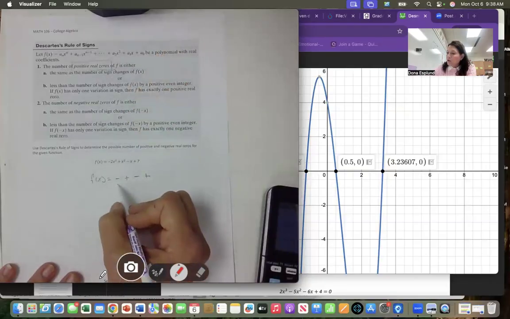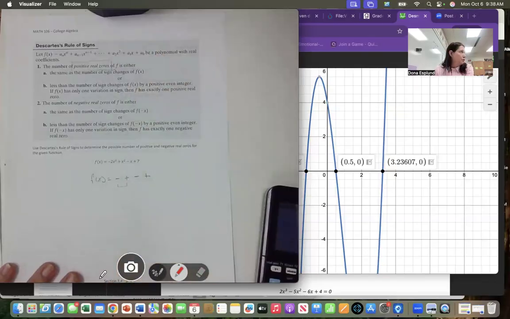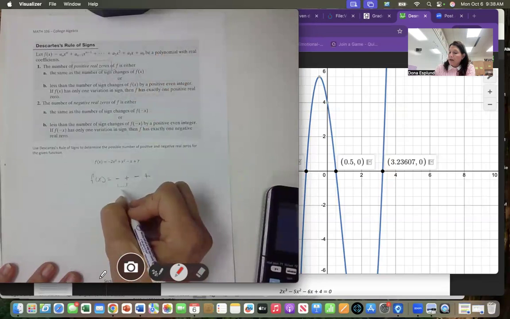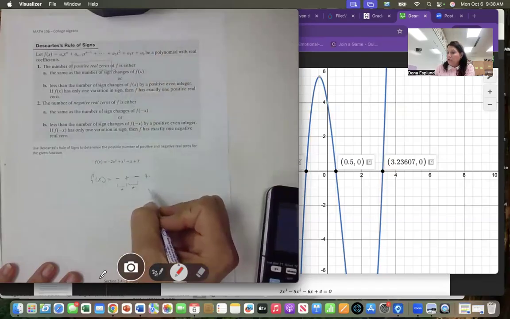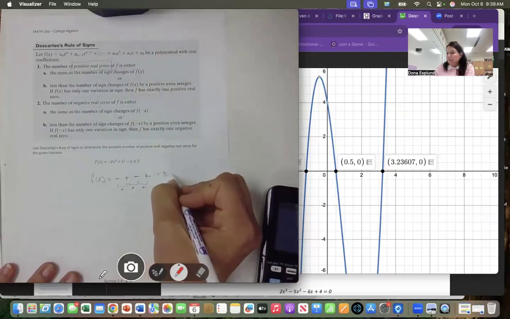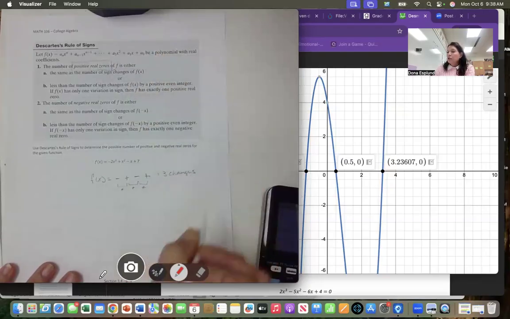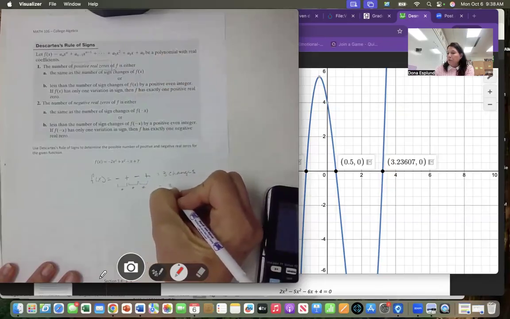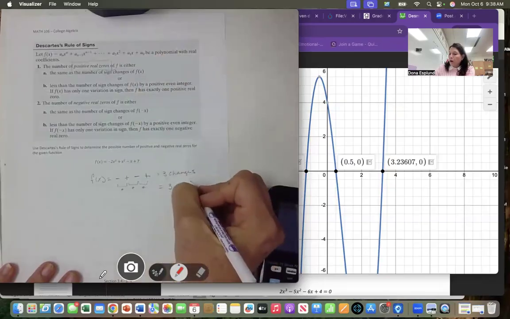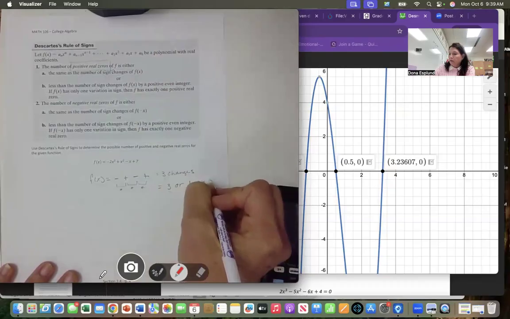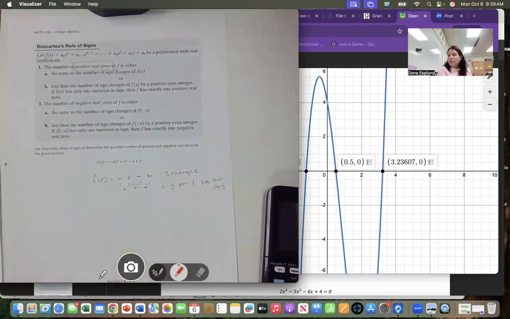If I go from negative to positive, that's a change. So in this case, I'm going to put a star. I've got one change here, but from here to here, I have another change. And then I have another change here. So I have 3 changes. That tells me that I have either 3, and I reduce it by 2 each time, or 1 positive real roots. In other words, it just helps to eliminate some of them, if I can find one.